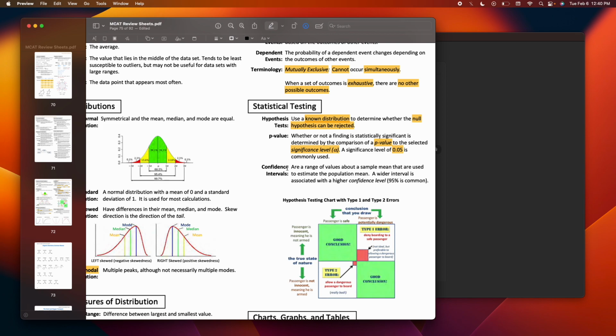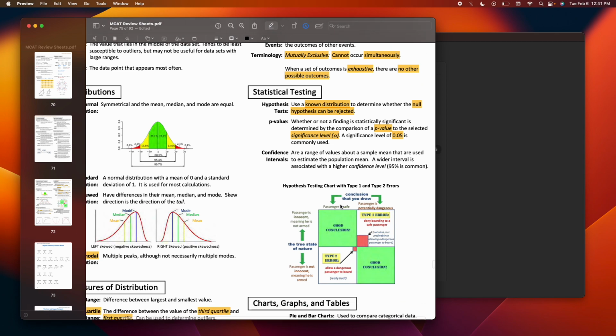We have confidence intervals, which are a range of values about a sample mean that are used to estimate the population mean. A wider interval is associated with a higher confidence level. 95% is common. So that wider interval will tell you that the 95% of the data, the results that you got, is reliable based on the whole population, for example.